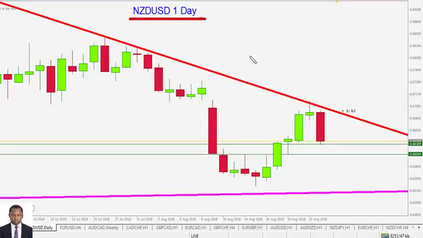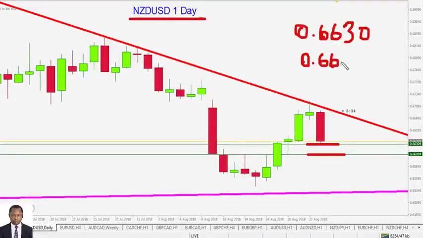So I have marked two levels here, between the 0.6630 and the 0.66 level. Between these two levels, that area is just too risky to hit on your sell button. At that point, I'm actually expecting that we might see price hitting that zone back up.